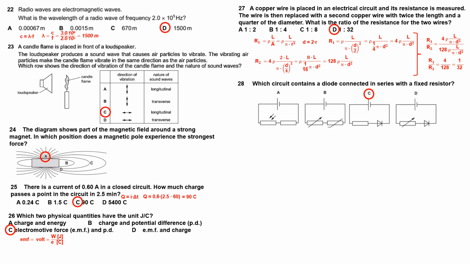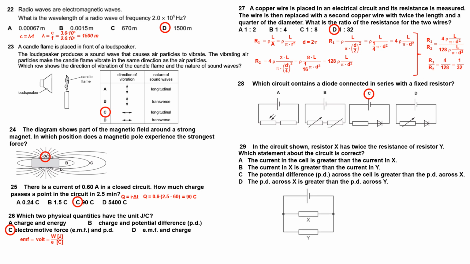Question 29. In the circuit shown, resistor X has twice the resistance of resistor Y. Which statement about the circuit is correct? A parallel circuit is an electrical circuit that has multiple paths for current to flow. The voltage is the same across each component in the circuit, but the sum of the currents in each path equals the total current flowing from the source.